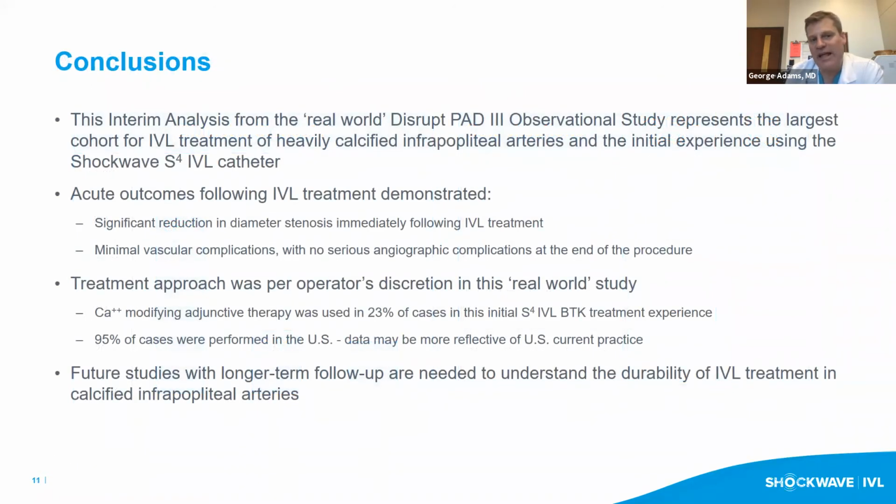In conclusion, the interim analysis of this real-world DISRUPT PAD3 observational study represents the largest cohort for IVL treatment of heavily calcific infrapopliteal arteries and the initial experience using the Shockwave S4 IVL catheter. Acute outcomes following IVL treatment demonstrated a significant reduction in diameter stenosis immediately following IVL treatment, and minimal vascular complications with no serious angiographic complications at the end of the procedure. The treatment approach was per the operator's discretion in this real-world registry. In fact, calcific modifying adjunctive therapies were used in 23% of these cases in this initial S4 experience, and 95% of these cases were performed in the U.S. So this gives you more of a United States experience rather than the rest of the world.